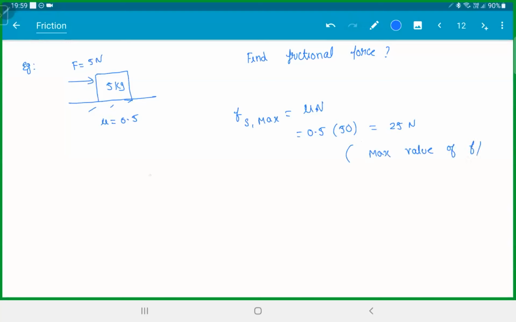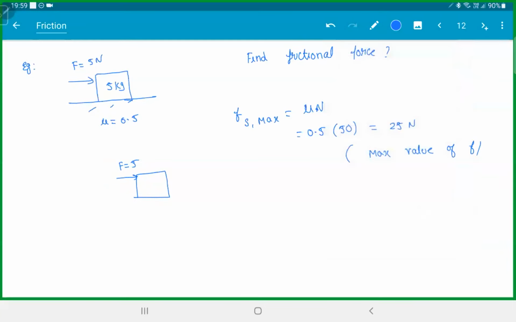But now you tell me, on this block you're applying only 5 newtons. If you apply 25, what will happen? The block will go back, right? Just imagine in your house, you're trying to push the table and the table comes towards you. There is a ghost in the house. First thing you'll run away from there. It's pretty scary. So what will the friction do?